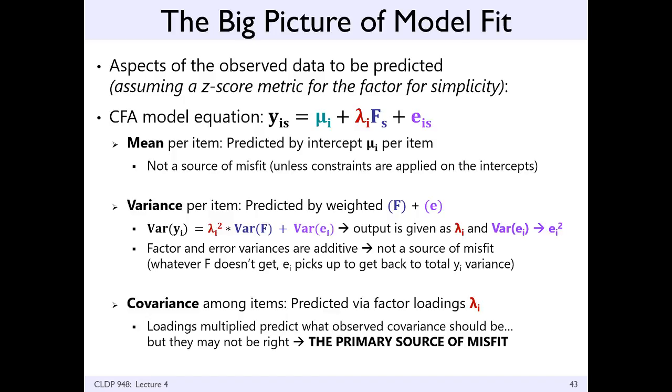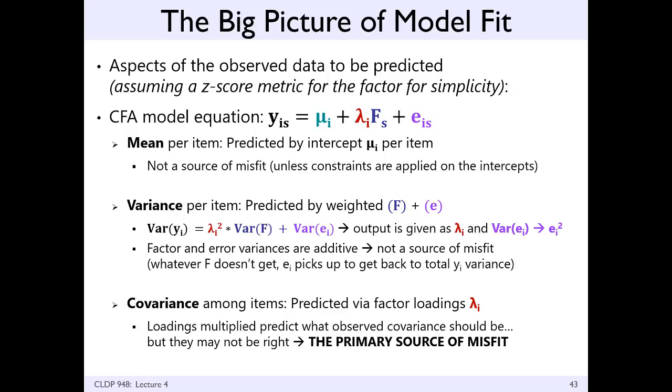So as long as each item gets its own residual variance, the item total variances are going to be perfectly predicted. So long as each item gets its own intercept, the item means are going to be perfectly predicted. That leaves us with one last source of data, which is the covariance among the items. Covariance is just a measure of association. It's like correlation, just in the units of the original variable. So we're keeping the original scales intact and trying to model the association.